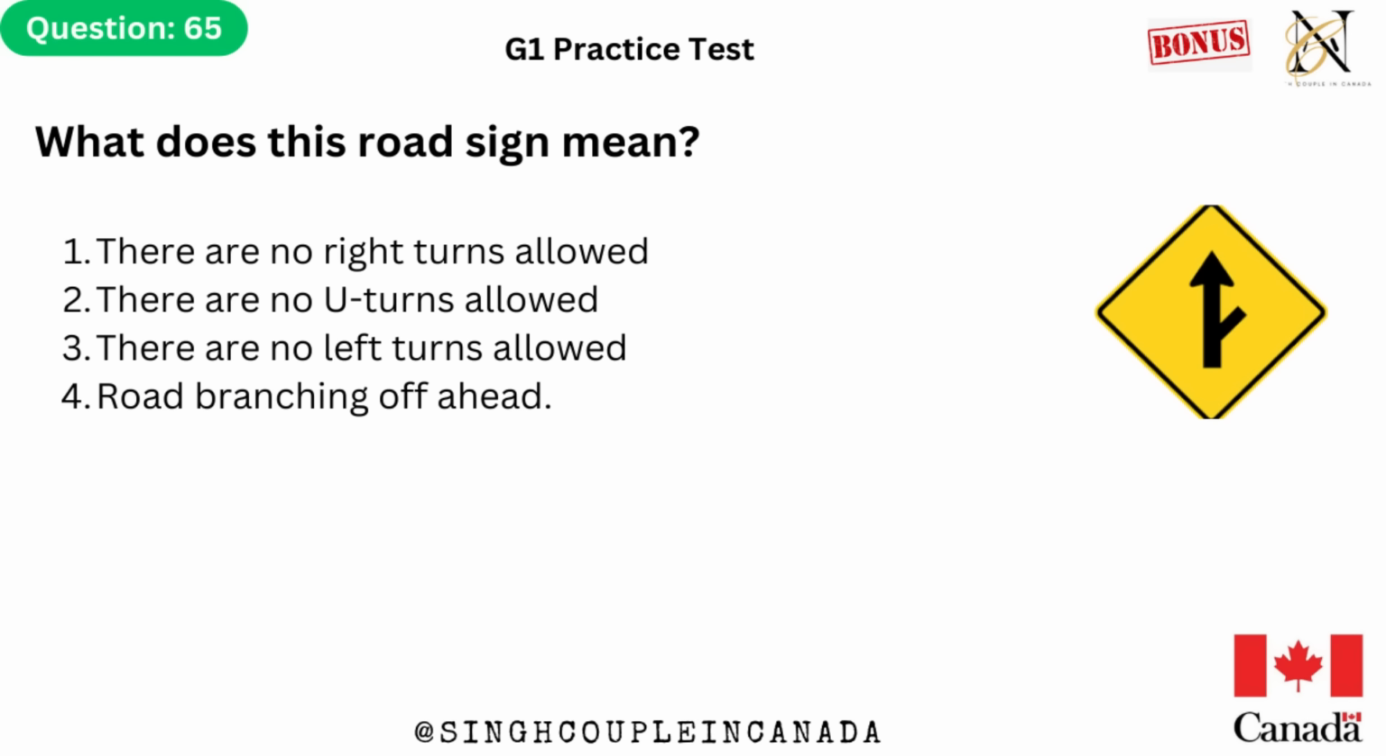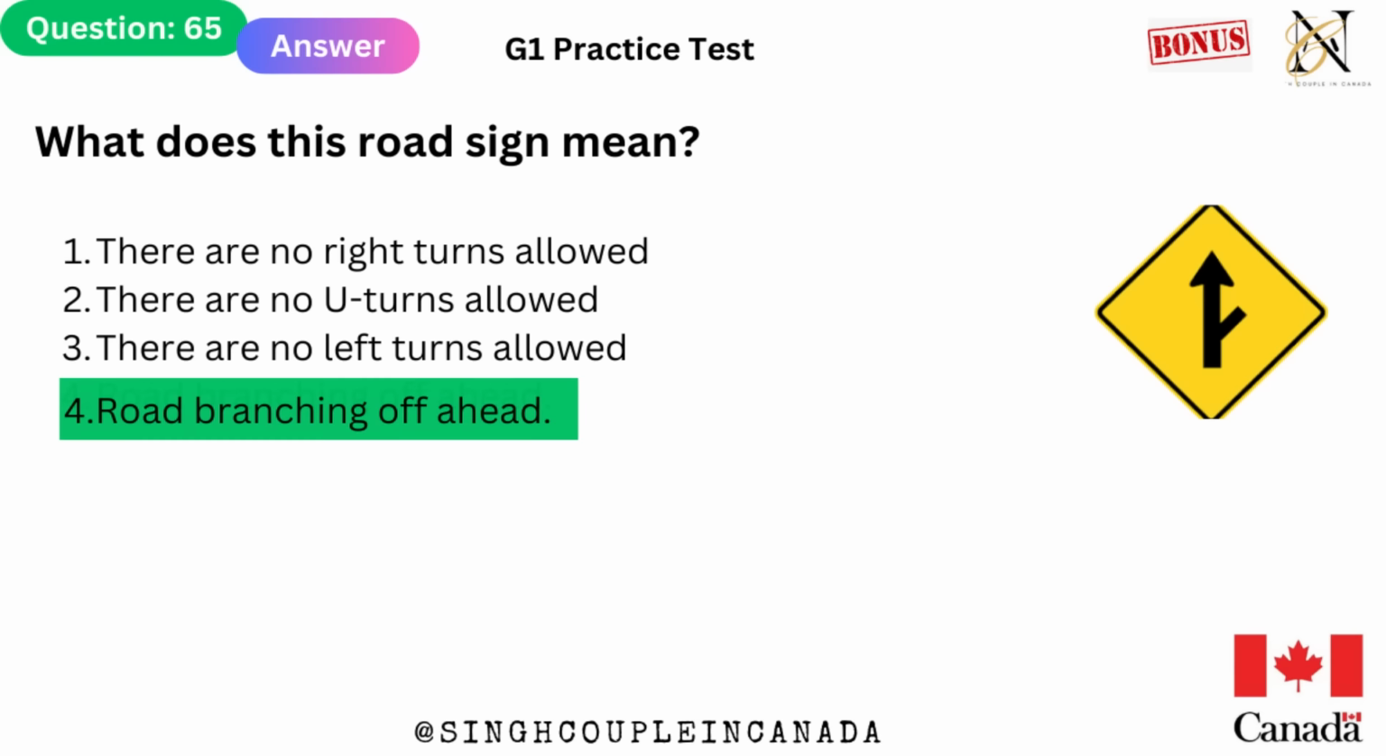What does this road sign mean? 1. There are no right turns allowed. 2. There are no U-turns allowed. 3. There are no left turns allowed. 4. Road branching off ahead. The answer is 4. Road branching off ahead.